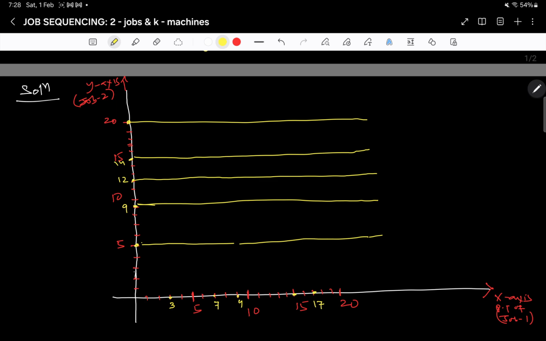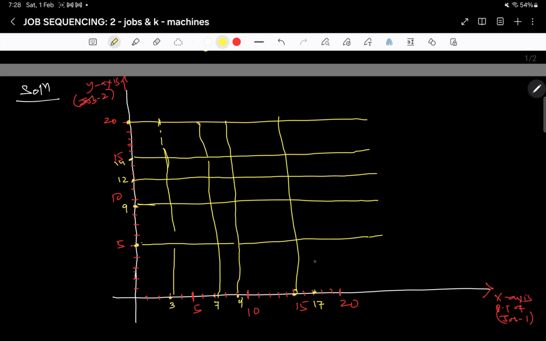So at 3, this is the line, you draw this line at 3 here. At 7 you draw this line. At 9 you draw this line, then at 15 you draw this line, and at 17 you draw this line.